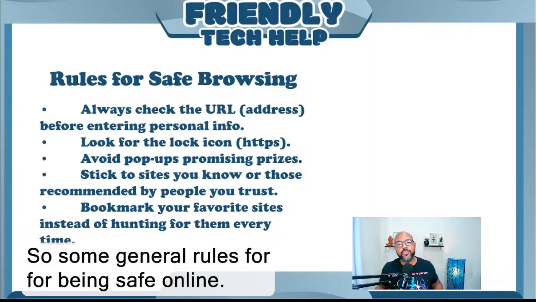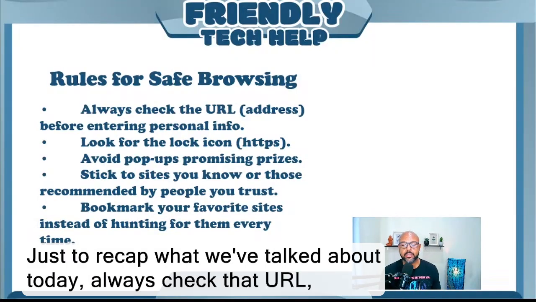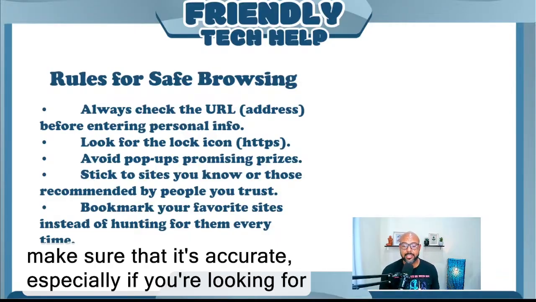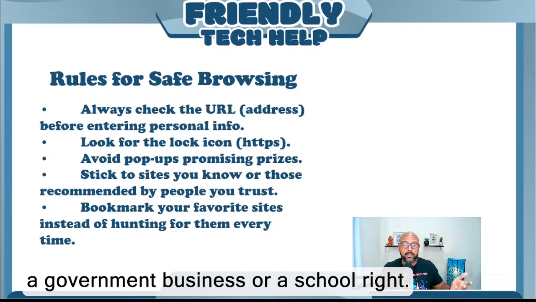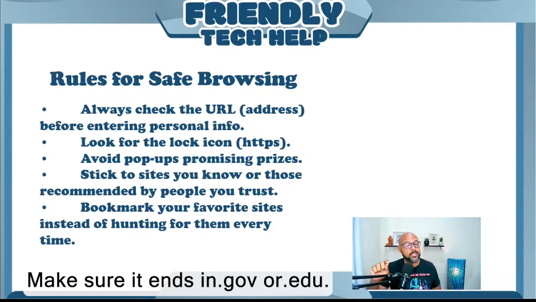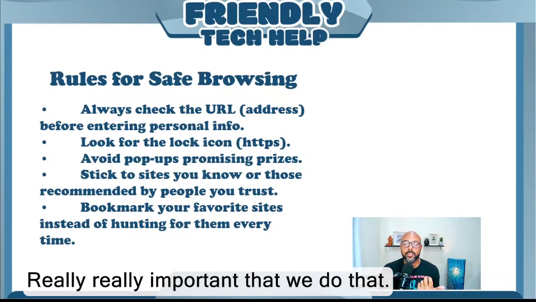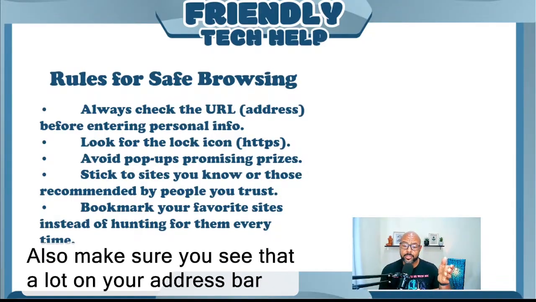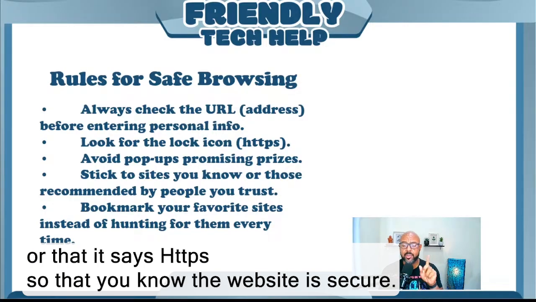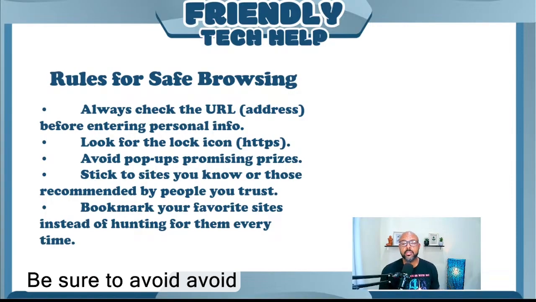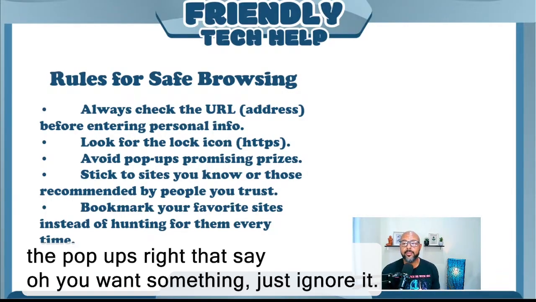So some general rules for being safe online, just to recap what we've talked about today. Always check that URL, make sure that it's accurate, especially if you're looking for a government business or a school, right? Make sure it ends in .gov or .edu. Really, really important that we do that. Also, make sure you see that lock on your address bar or that it says HTTPS so that you know the website is secure. Be sure to avoid the pop-ups, right?